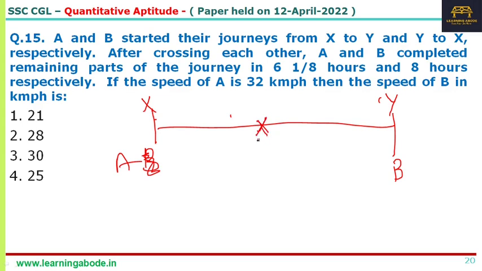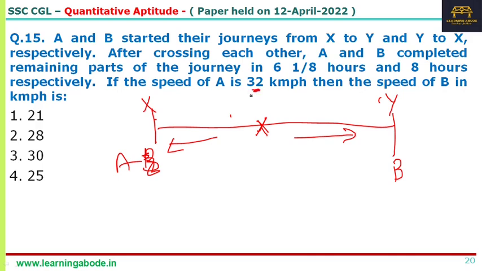Now after meeting, A takes 6 1/8 hours. So the time taken by A after meeting is 6 1/8 hours, and after meeting B takes 8 hours. Now there are multiple ways of doing this. There is one popular shortcut. Anyhow, let's just try to see what is given.